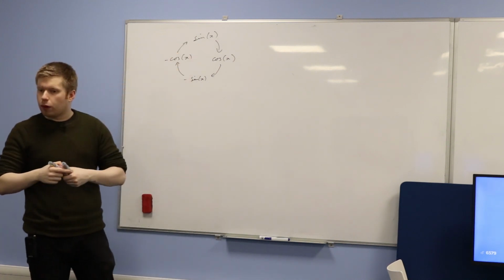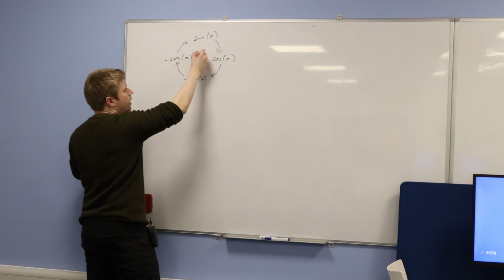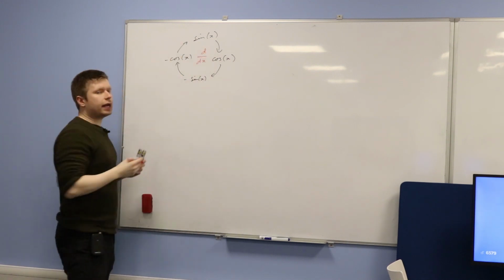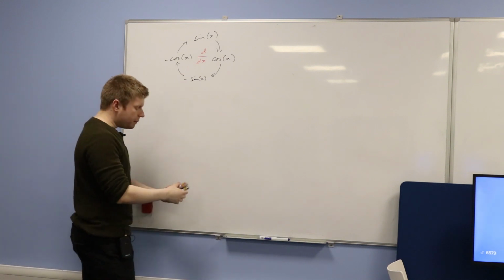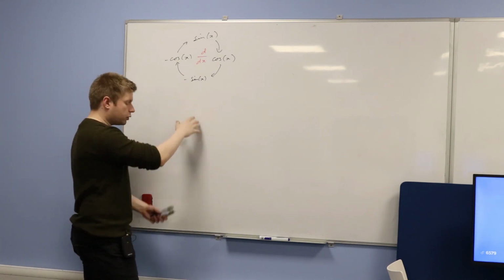So this is a table of derivatives. If I differentiate, it goes like this, and I said it was cyclic. Are you happy with this? We looked at why it's true.